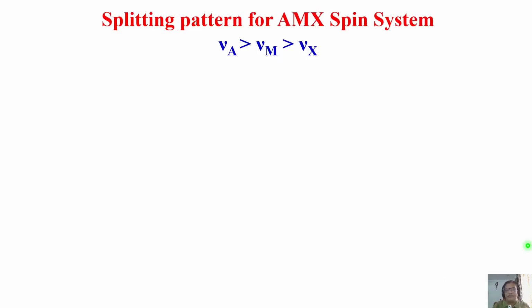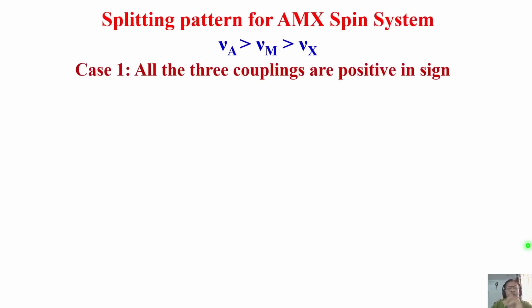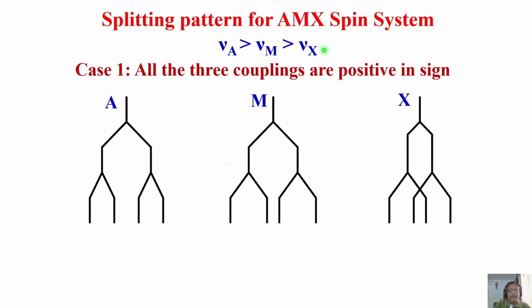We'll try to analyze in a simple way. Consider a situation where nu A is greater than nu M greater than nu X. All three couplings are positive. I know the chemical shifts like this. I have considered A, M and X. A is here, M is here and X is here. This is the splitting pattern I get.